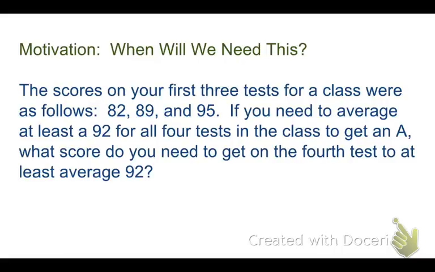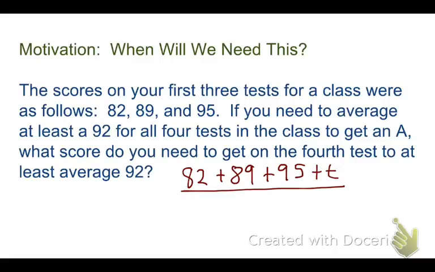Now, the way an average works is you add up all the numbers and then you divide by the number of numbers, and that gives you your average. So we at least need to average 92. So I have 82, 89, 95, and then of course the score for the 4th test. Let's call that T.